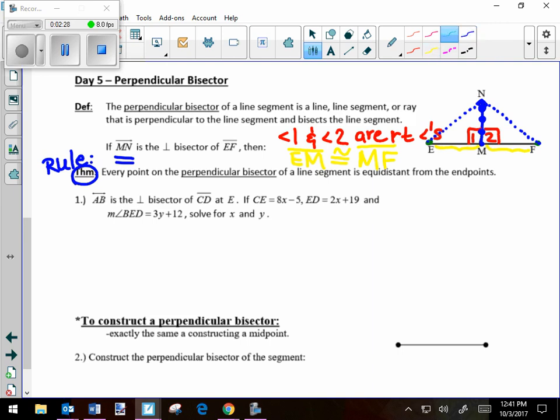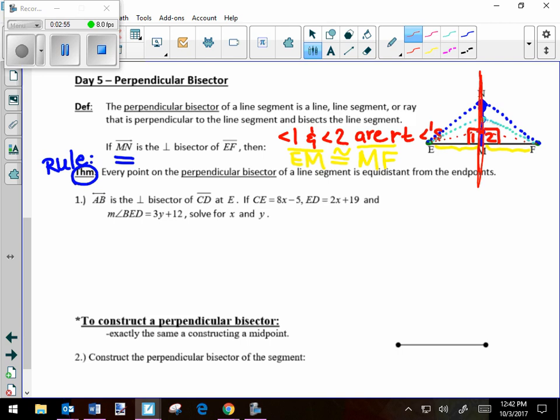I could do the same thing with this point. If I measure from E to that point, and then I measure from F to that point, those measurements are the same. And we can continue on. I could do it with this point, and I could measure from E to that point and then F to that point. So any point that sits on this perpendicular bisector right here will be equidistant from the endpoints.